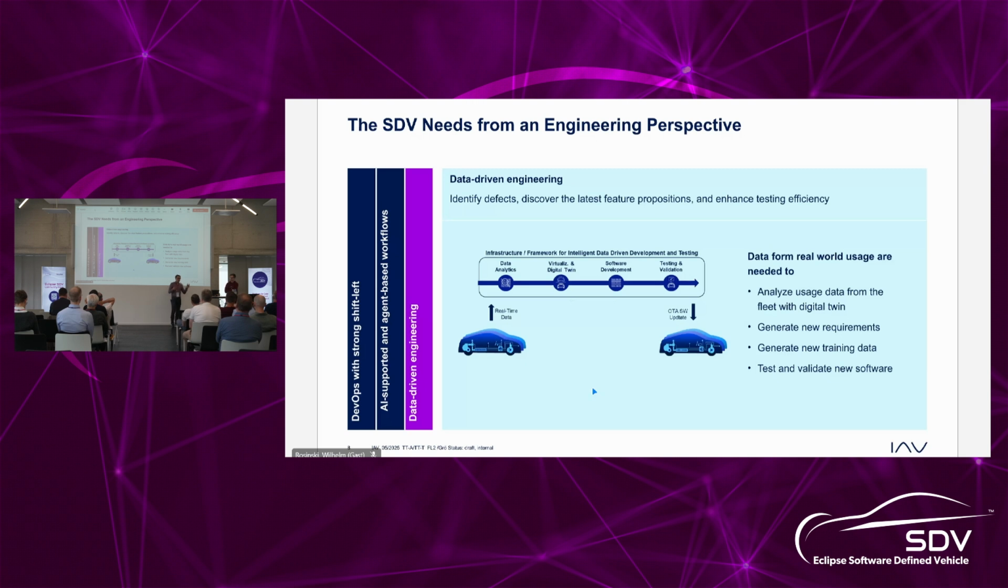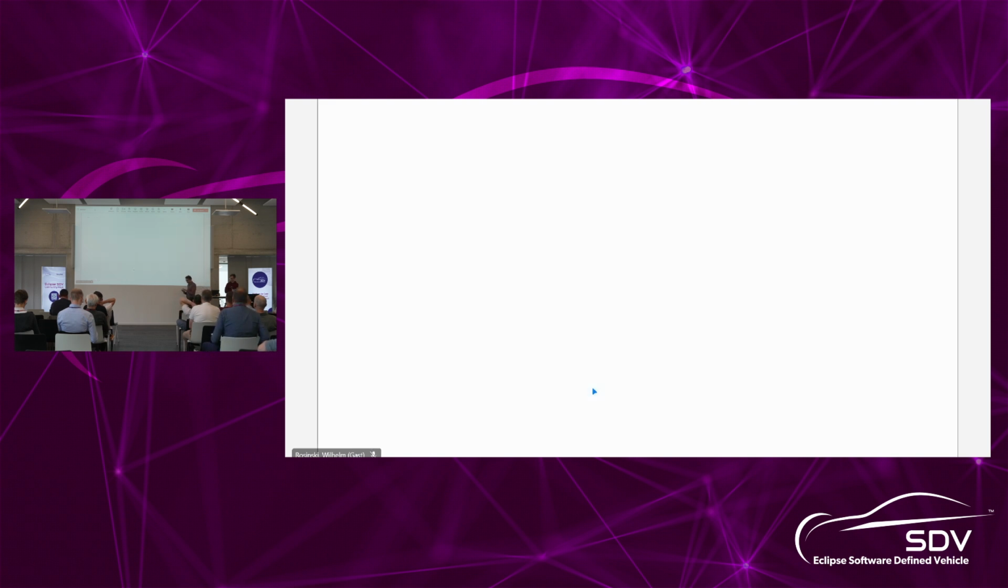Data-driven means we have to collect data at the customer, and we have to forward the information that we collect in every development step to the next step. And based on the data we observe in the vehicles, we can create new requirements, we can create new training data, and we can validate the software, right? Those are 3 basic topics that are important for an innovation platform for engineering SDVs. And I say it's 4.